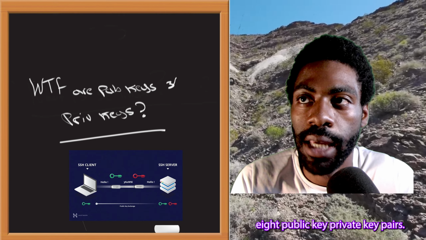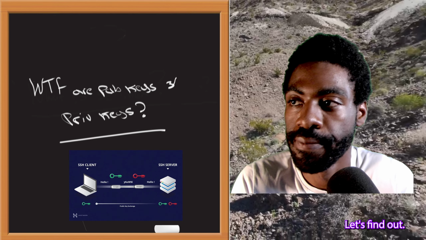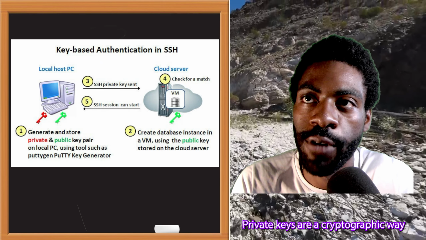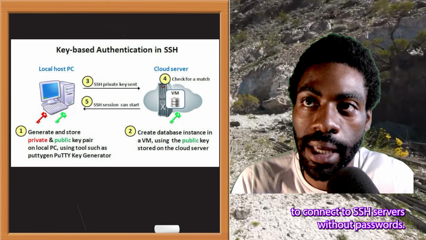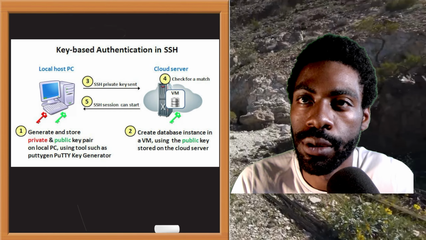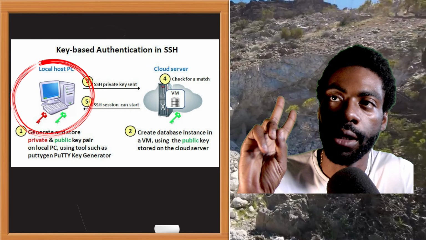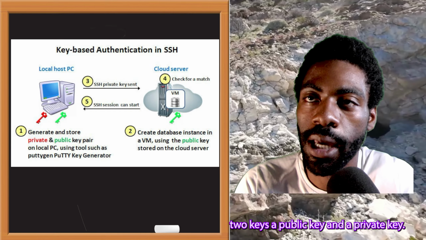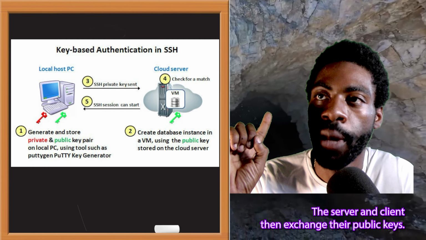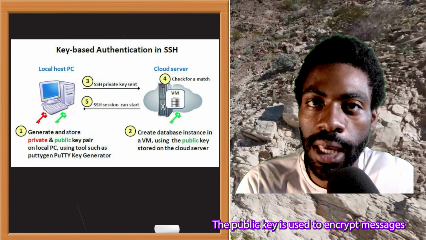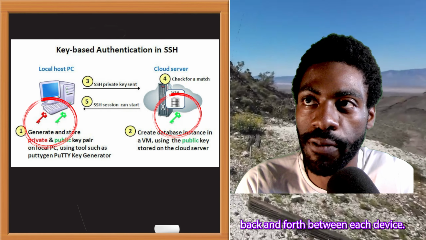What are SSH public key private key pairs? Let's find out. SSH public key private keys are a cryptographic way to connect to SSH servers without passwords. Basically, both your server and your client generate 2 keys, a public key and a private key. The server and client then exchange their public keys. The public key is used to encrypt messages back and forth between each device.